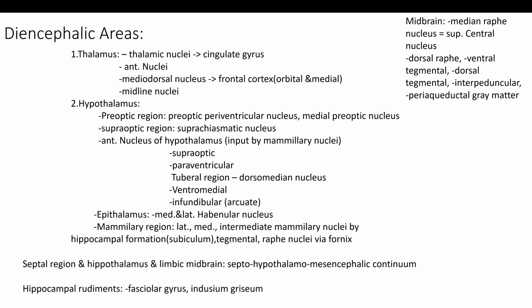Septal region, hippocampus, hypothalamus, limbic midbrain form the septo-hypothalamo-mesencephalic continuum. It connects emotions with their expression. And the hippocampal rudiments are made by fasciolar gyrus, indusium griseum.